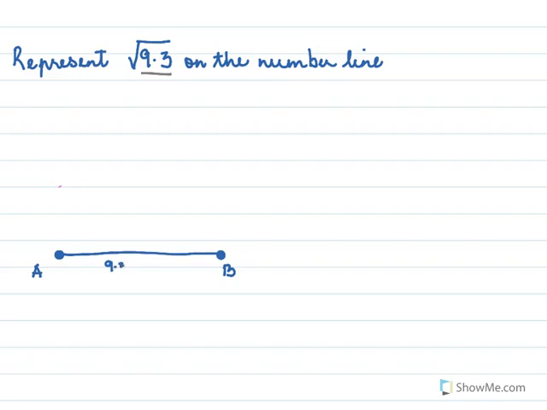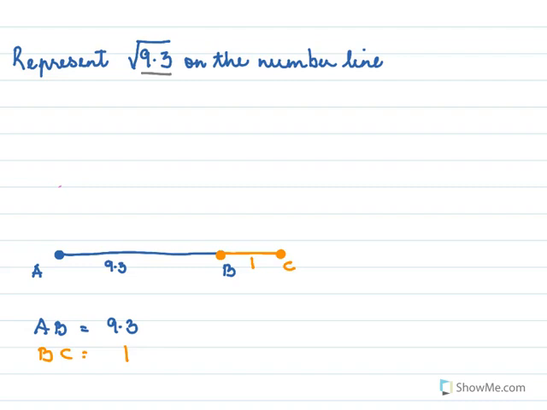You draw your 9.3. Now from point B to C, you draw another line segment which is always 1 unit. Regardless of what the number is, BC is always 1 unit. So I'll repeat again. You have taken AB as 9.3 and then you have extended it to BC, which is 1 unit. Now you need to find the center of AC.